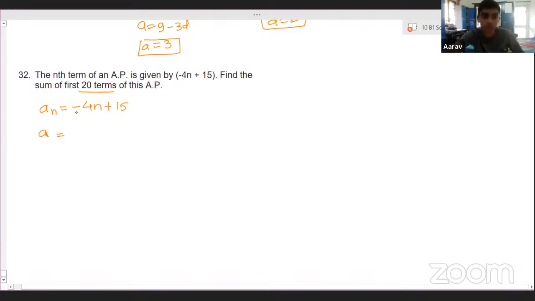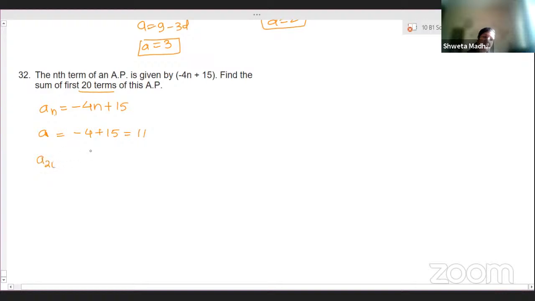11. How? Minus 4 plus 15, n is equal to 1, you have to substitute. A is minus 4 plus 15, that is 11. And what is A20? Substitute n as 20: minus 80 plus 15, that is minus 65.